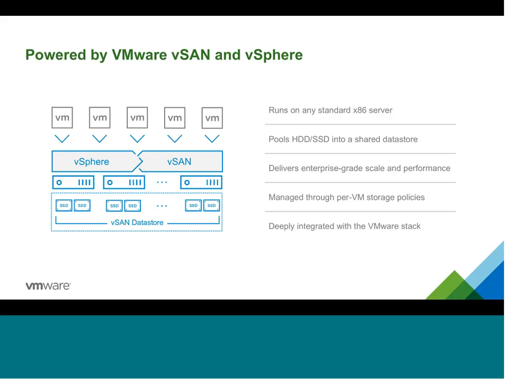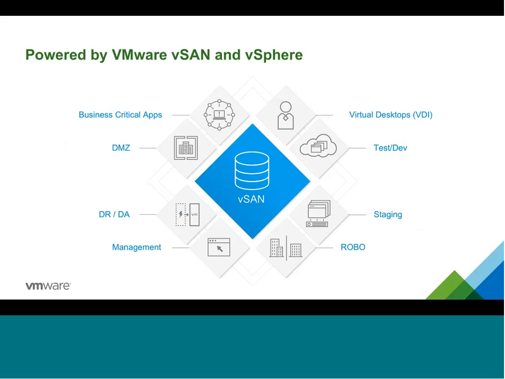So it runs on any standard x86 server. Whatever server on which vSphere can run, VSAN can run there, because VSAN is only a module in the vSphere hypervisor. It pools hard disk drives and SSDs, solid state devices, into a shared datastore, and delivers enterprise-grade scale and performance. It's managed through per-VM storage policies. That is why it is software-defined storage, and it's deeply integrated into the VMware stack. The other VMware product components are integrated with VSAN.